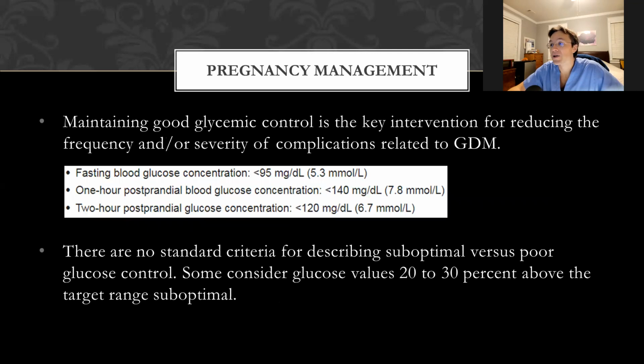So how do we manage it? Well, we manage it close to what you would do with a regular pregnant woman. You want to keep the fasting blood glucose less than 95, and you want to have the 1 hour postprandial blood glucose concentration less than 140, and the 2 hour postprandial glucose concentration less than 120. Okay.